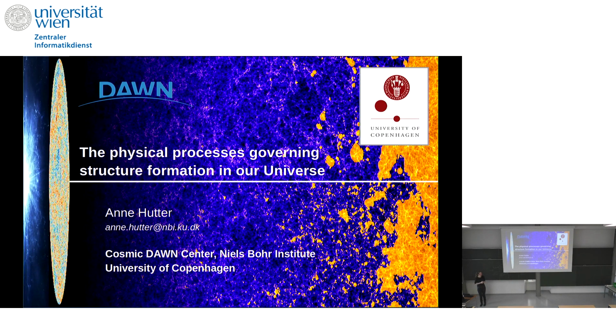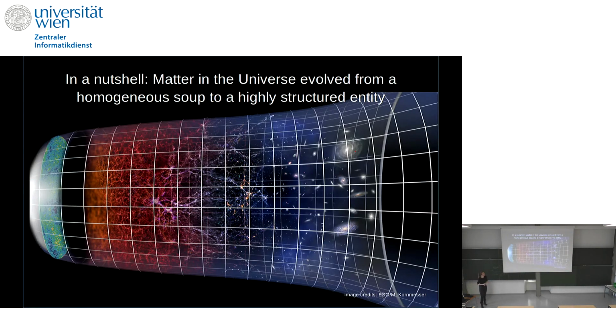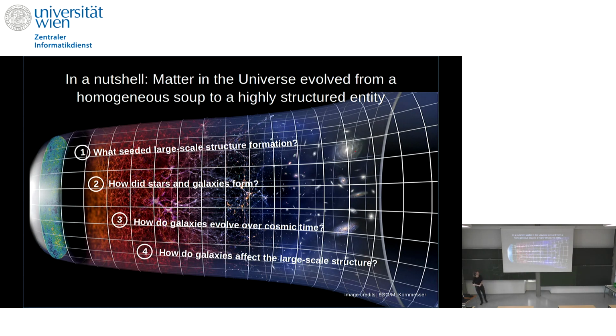I wanted to give you this morning a brief introduction of what governs the structure formation in the universe. And I think in a nutshell, we could say that the matter in the universe evolved from a homogeneous soup into a highly structured entity. What I want to talk about is what seeded the large-scale structure formation, how did stars and galaxies roughly form, how do galaxies evolve over time, and can galaxies even affect the large-scale structure? Let's dive directly into it.